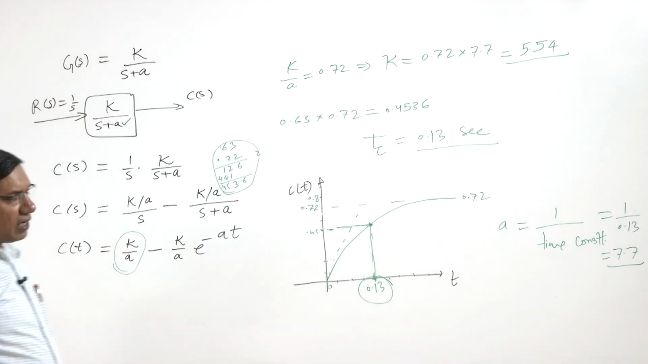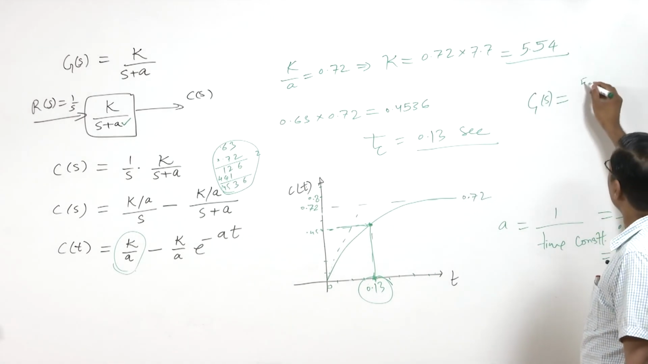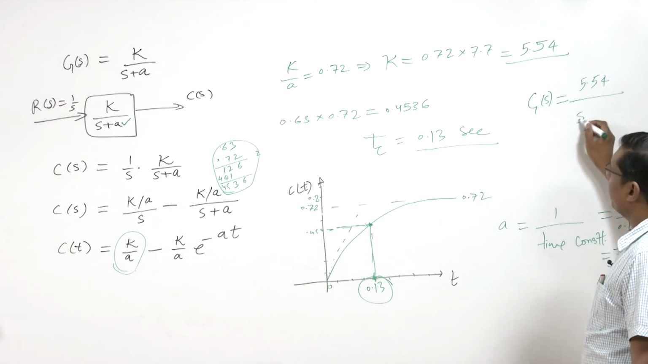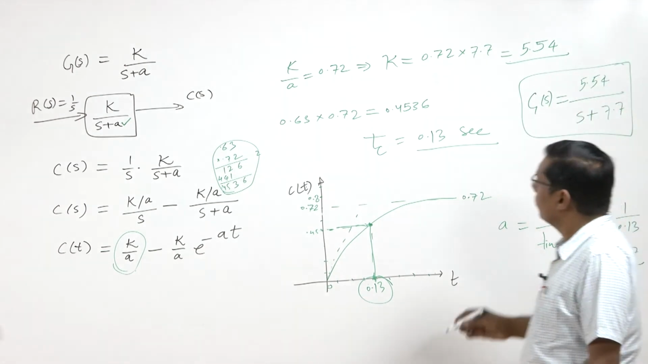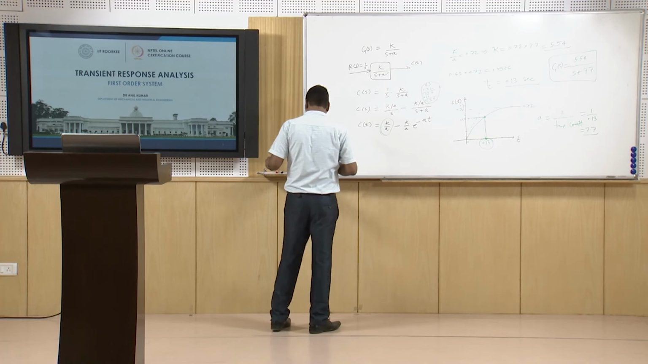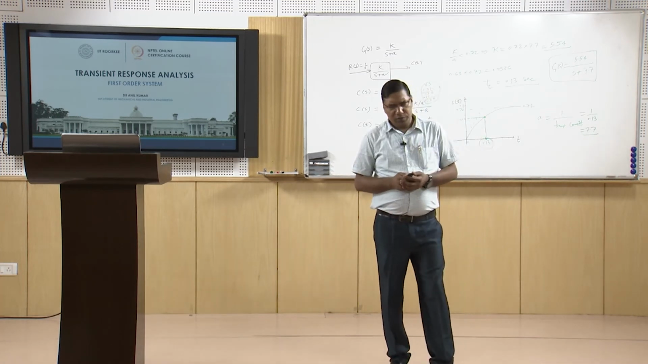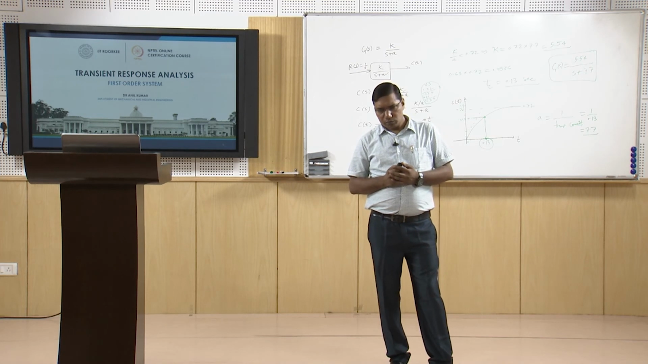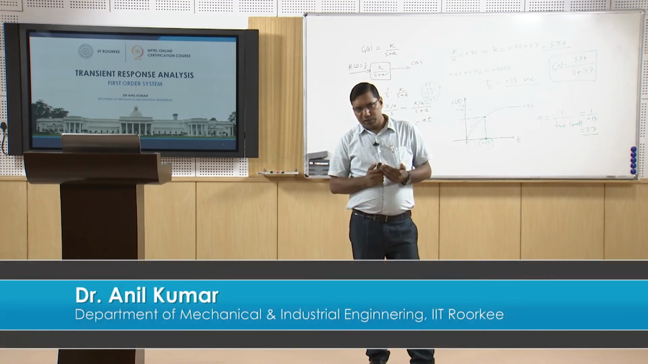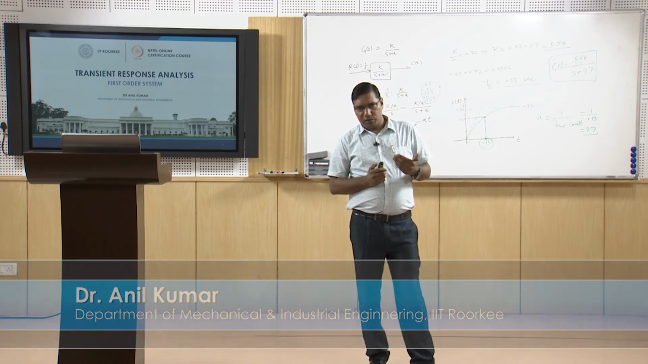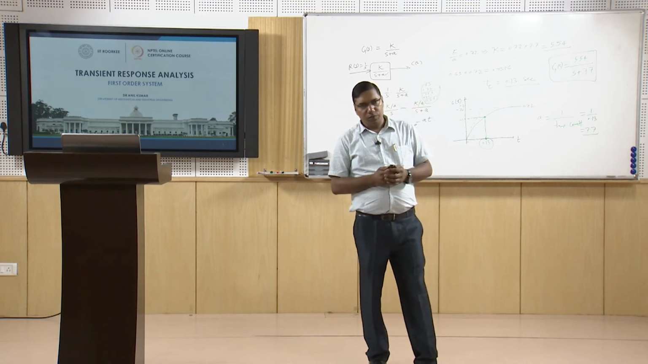So the transfer function G(s) we can write here, k is 5.54 upon s plus a. So a is 7.7. So we saw that the first order systems, they have the transfer function, and in the denominator of the transfer function the highest power of s is 1. So this is how we can identify the first order system from the transfer function.